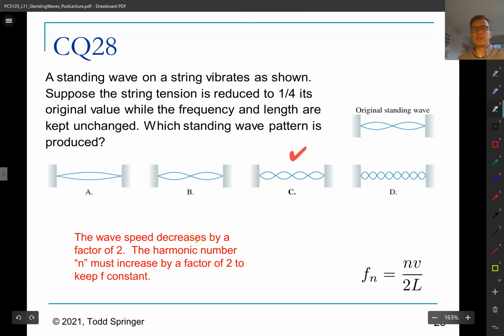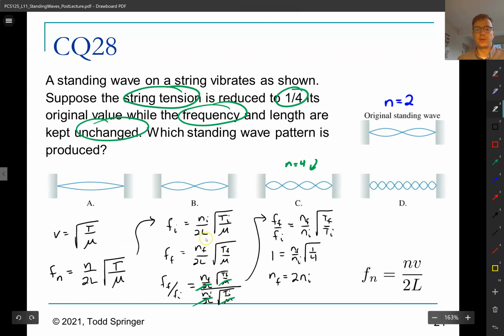The wave speed decreases by a factor of 2 because the speed v depends on the square root of the tension. So if I decrease the tension by a factor of 4, the speed decreases by a factor of 2. That means n has to go up by a factor of 2 in order to keep f the same. Okay, and then you can do it with the algebra shown here.